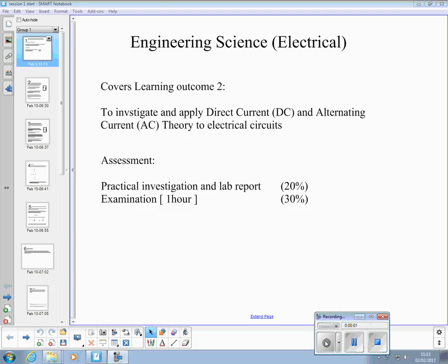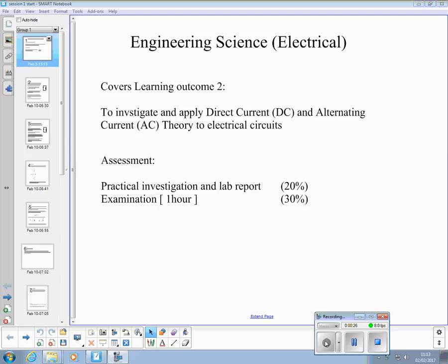Engineering science, electrical. As you're now fully aware, the module's split in half. Half of it's taught by me, the electrical half, and half's taught by Adrian, the mechanical half. This is the first time Adrian's taught that module as well. So, what we're going to do in this lesson, there's two learning outcomes.